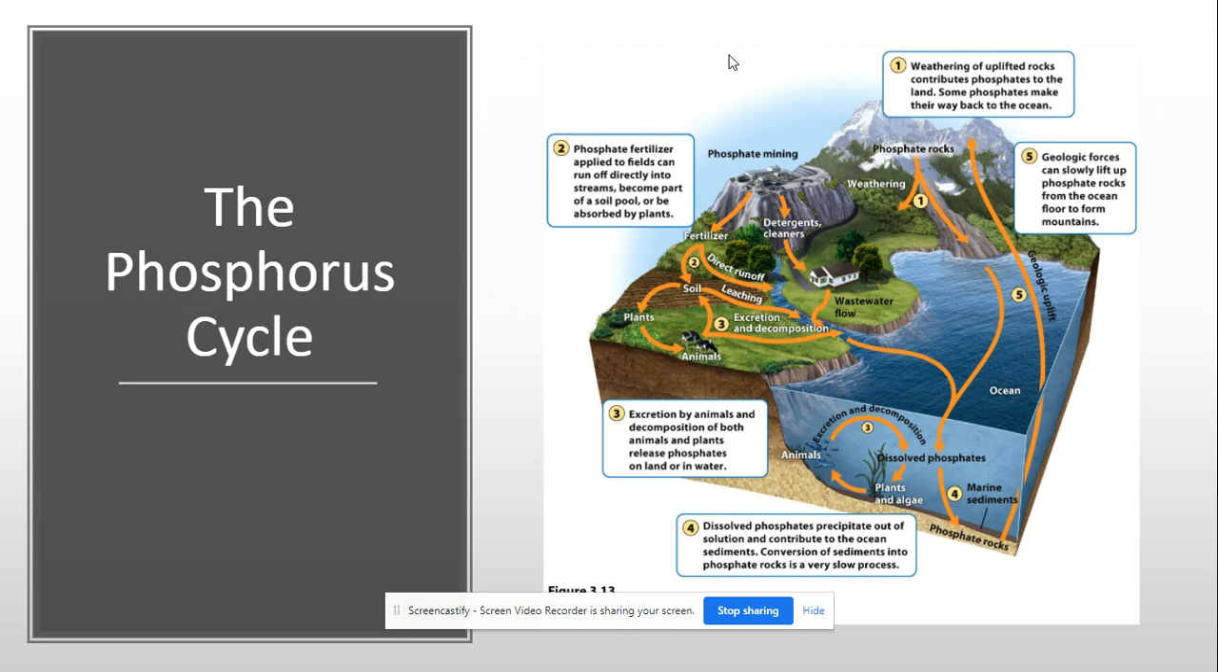The excretion of animals and decomposition also releases natural phosphates back into the ground or water. We see dissolved phosphates can precipitate out of solution and contribute to ocean sediment. And lastly, geological forces such as earthquakes, volcanoes can slowly uplift those phosphate rocks found in the ocean floor to then form mountains.